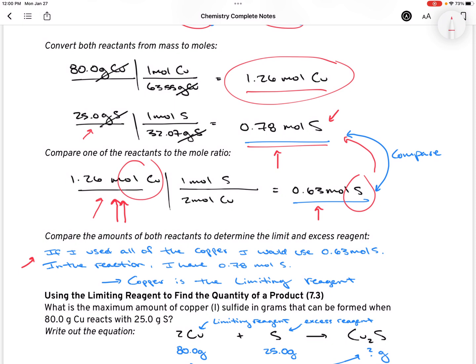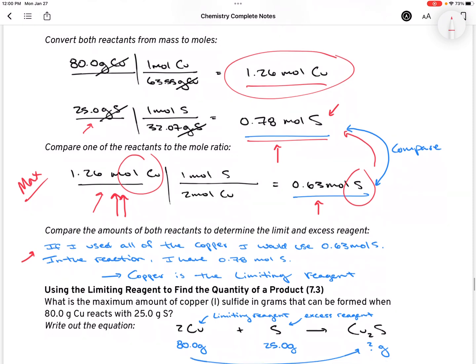And you can do it the other way. If you do it the other way, you'll end up finding that copper will be the limiting reagent. Either way you set this up, you can even use the sulfur as the example. I have this much sulfur. This is how much copper I'm going to use. Oh man, I'm short. I don't have enough copper. So you're basically maxing out one of the variables and you're seeing how it compares.